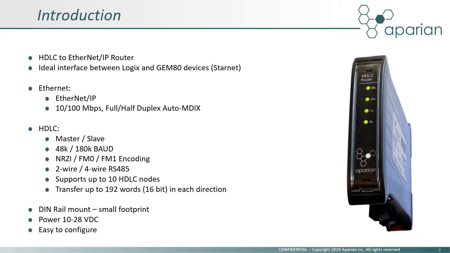The module supports the following HDLC protocol and physical implementations on the RS485 interface. It can operate as an HDLC master or slave, operate at 48K or 180K baud, supports NRZI, FM0, and FM1 encoding, and supports 2-wire or 4-wire RS485. The HDLC router supports up to 10 HDLC nodes with a total of 192 16-bit words being exchanged in each direction between the Logix controller and GEM80 PLC.